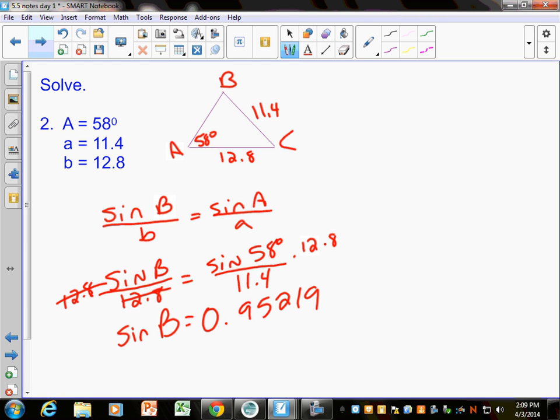Hopefully you don't make the mistake and tell me that that's what B equals, because sometimes people do. B shouldn't be an angle less than 1. I think that's kind of a weird angle to have. That's what sine of B equals. So do you remember what we do to actually find B? Inverse sine. So on my calculator, I'm going to do inverse sine of that number, and I get 72.2 degrees.